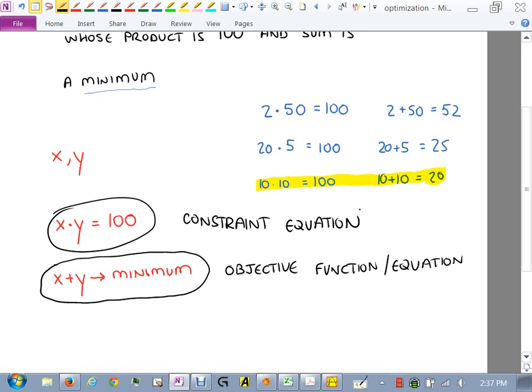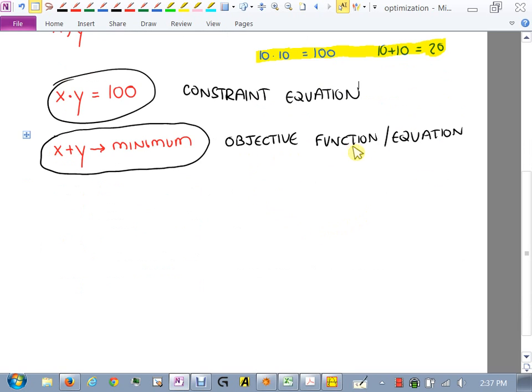Yes? Any questions? So I'm going to call this objective function right here S, S for sum. Do you agree that the sum of those two numbers is x plus y? This is my objective function. This is my objective equation. I want S to be the smallest it could possibly be. Right now, in order to find S, you must know x and y.